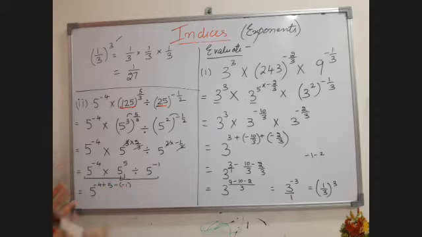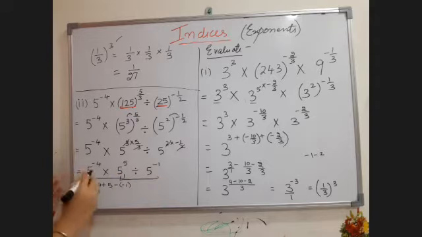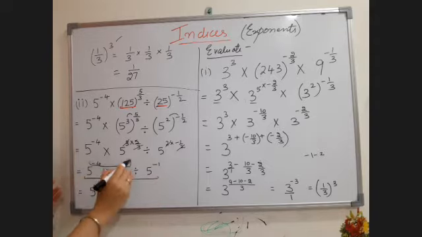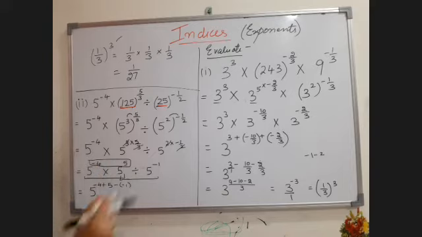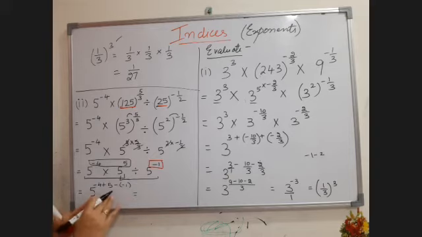See, simple. Here we applied the product rule. Here we applied the quotient rule. So overall, what we have done, these were getting multiplied, so we added these powers, and this power, because this 5 is getting divided, we subtracted according to the quotient rule. So in a single step we have done. Anyone, any doubt in this step?